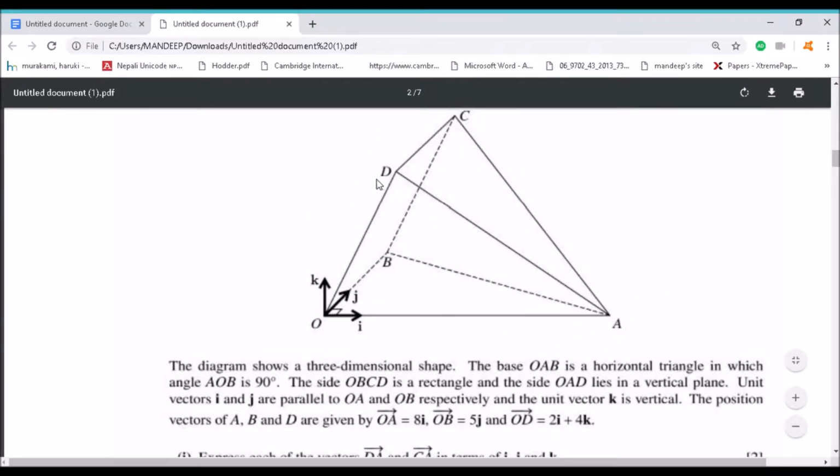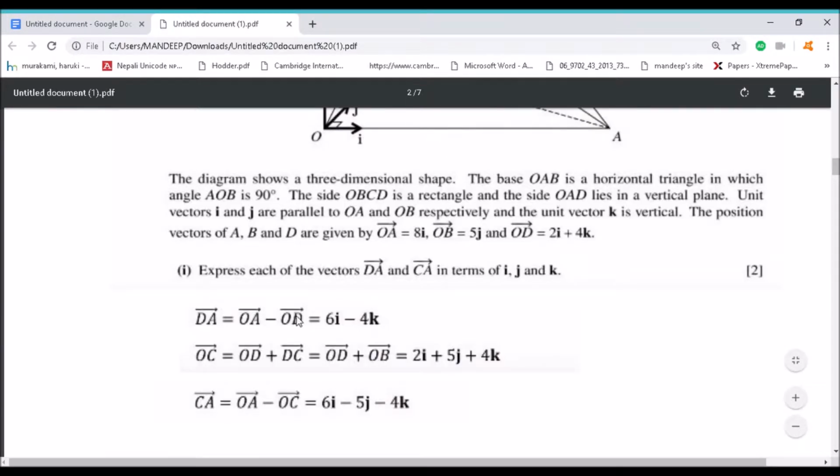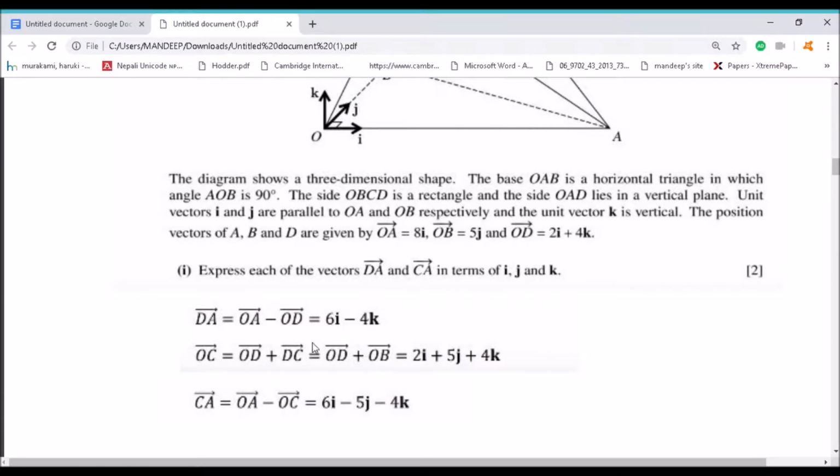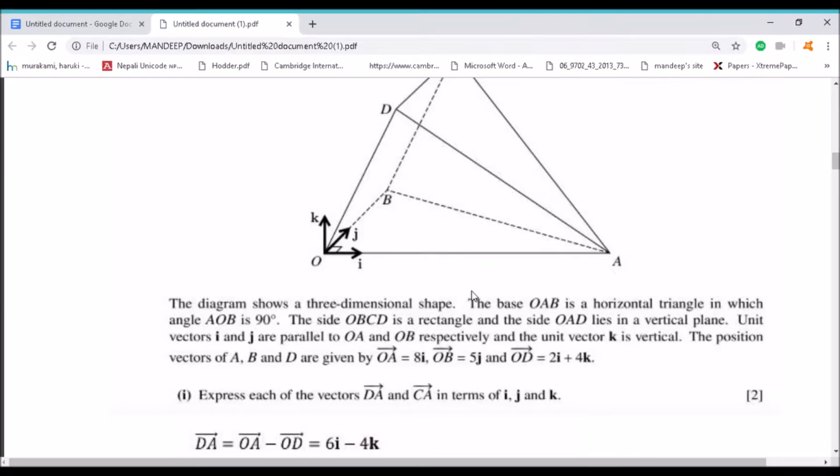so DA is going to be DO plus OA, right? So DO plus OA. DO you can write as minus OD. So OA minus OD. So we have OA, which is 8i, and OD is 2i plus 4k. So 8i minus 2i minus 4k is going to be 6i minus 4k. So after this, we have to find CA.